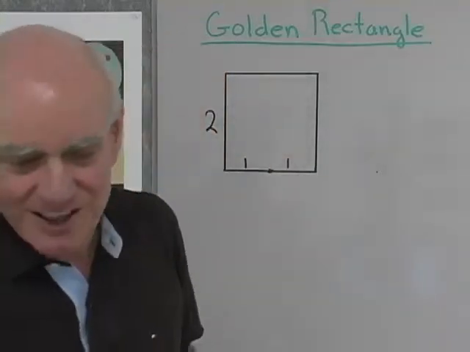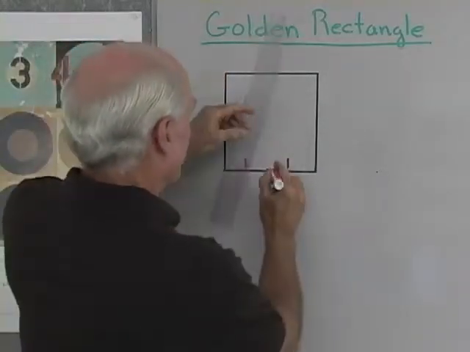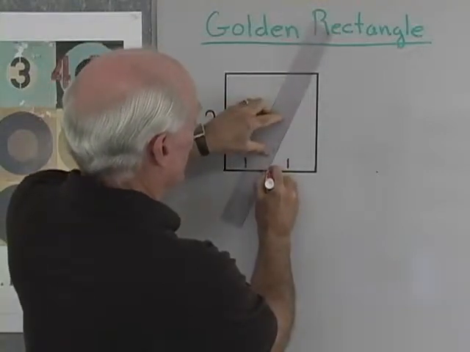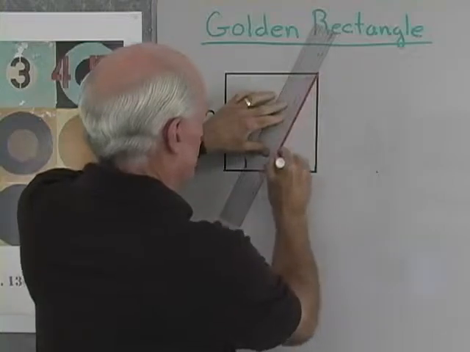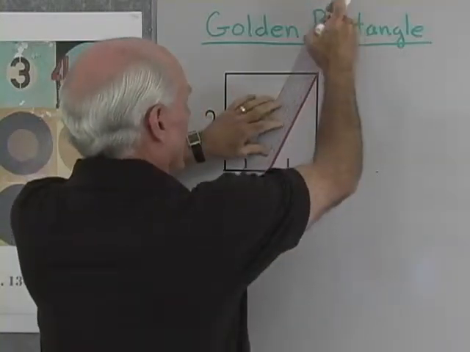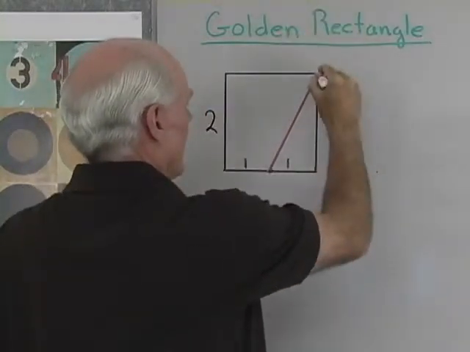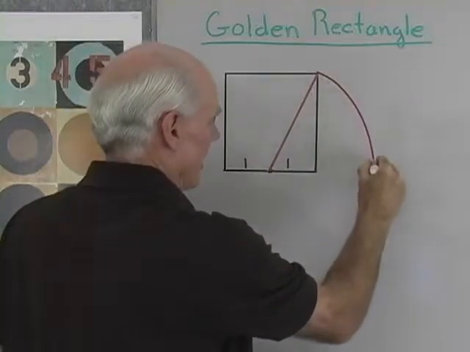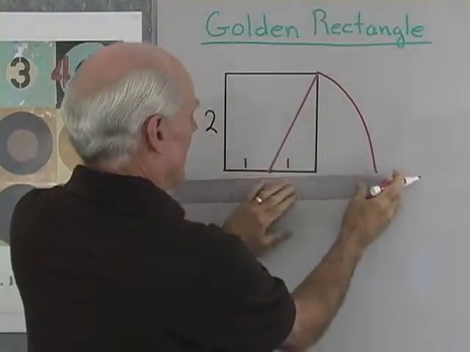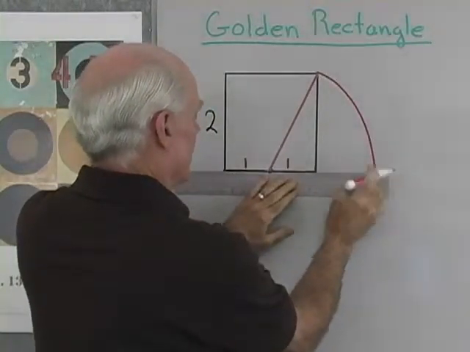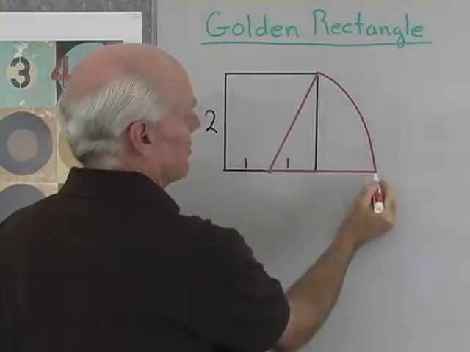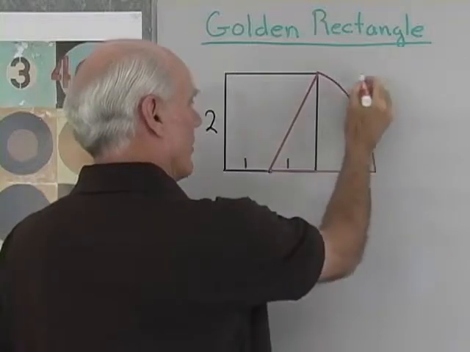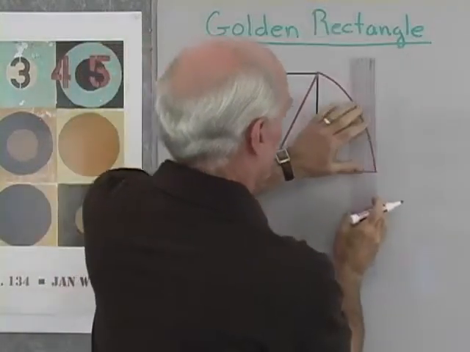Then I'm going to draw this diagonal in. Let me get a ruler here. Draw this diagonal in that goes from this midpoint up to that vertex of that square. And then what I want to do is drop that length down, and extend this side right here to meet that. Now when I do that, the rectangle that I get is called the golden rectangle.